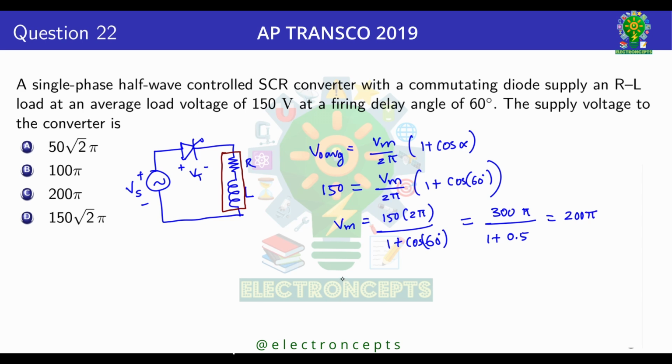In general, supply voltage is always represented in terms of RMS value. Therefore, Vrms is equal to Vm by root 2, which is equal to 200 pi by root 2, which is equal to 100 root 2 pi. RMS value is not given in the answer. Therefore, marks to all is given for this question.